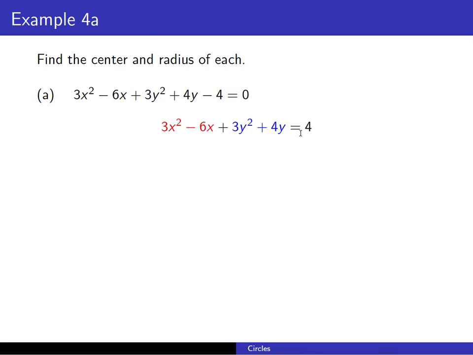Now I color coded these in red and blue. Hopefully the blue is easy to see on the screen. Just to separate them and kind of treat them one at a time.